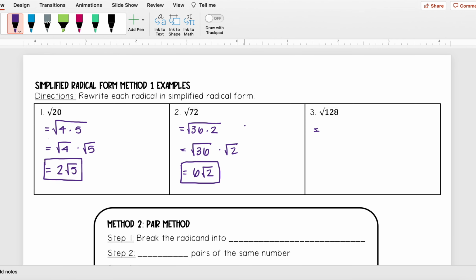So I come back here and I can rewrite this as the square root of 64 times 2. Same thing as the square root of 64 times the square root of 2. And the square root of 64 we saw on our list was 8, so this answer is going to be 8 times the square root of 2.